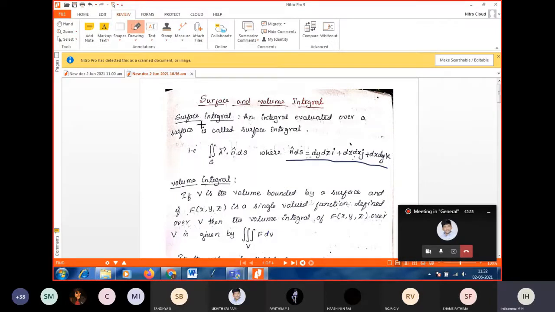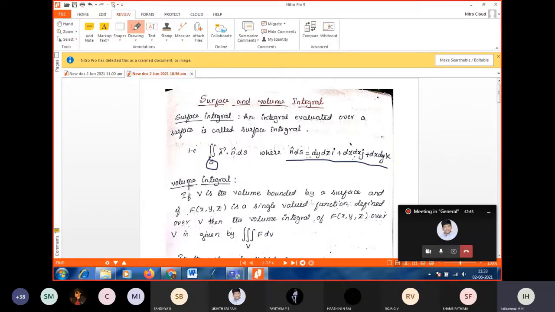Surface integral is an integral evaluated over the given surface, and the formula for surface integral is the double integral over the surface S of vector A dot n cap ds.